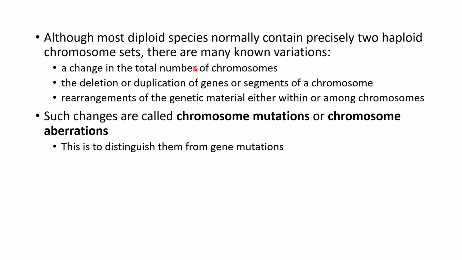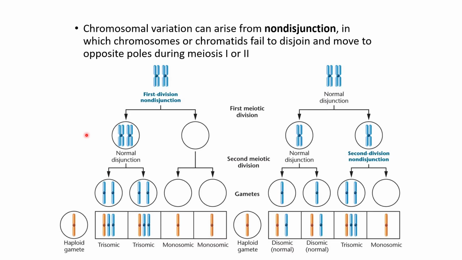We could also have changes that occur in just the genes found on a chromosome. So we could have a section of a chromosome either deleted or duplicated. Or we could have those regions rearranged where the gene order gets turned. All of those changes are what we call chromosome mutations or chromosome aberrations. We use the term aberration really to distinguish it from gene mutations. So these are things that are happening on the chromosomal level.